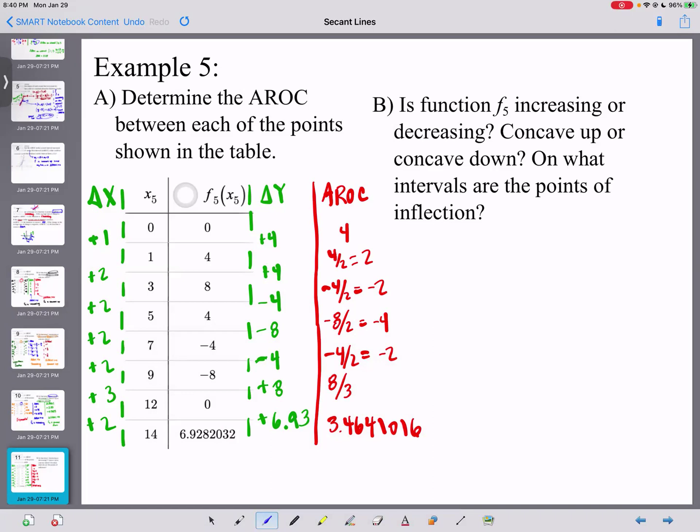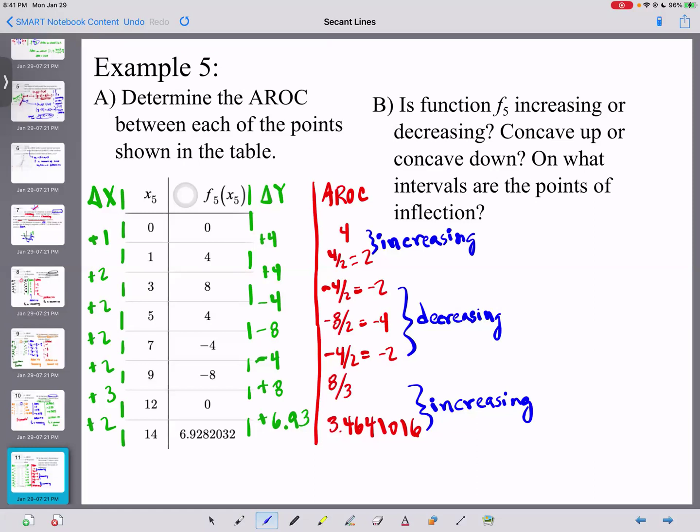So on the interval from 0 to 1, this function is increasing. How do I know it's increasing? Because I have a positive A rock. In these intervals, my function is decreasing. And then once again, on this interval here, the function is increasing. That's because the A rocks are positive there. So this function is going to be increasing for a bit, then decreasing, then increasing. And I'll tell you, this pattern will continue on and on and on.